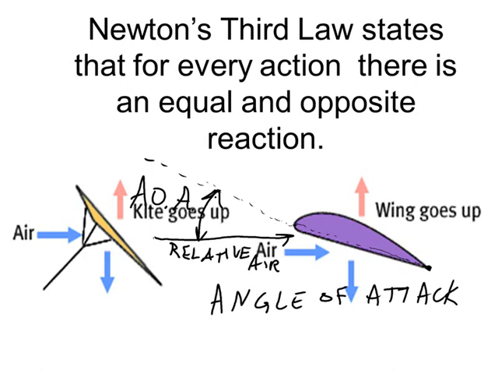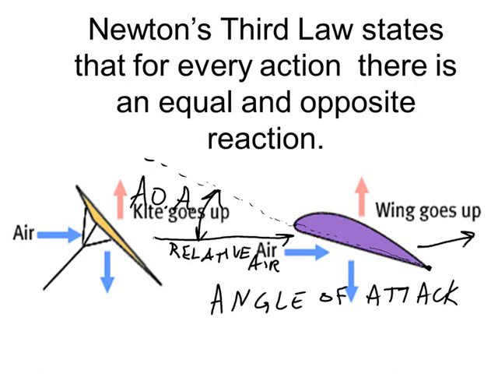So according to Bernoulli here, for every action there's an equal and opposite reaction. So some air is trying to push the wing backwards, isn't it? So that's called induced drag. Induced drag is any drag that's caused because of lift.